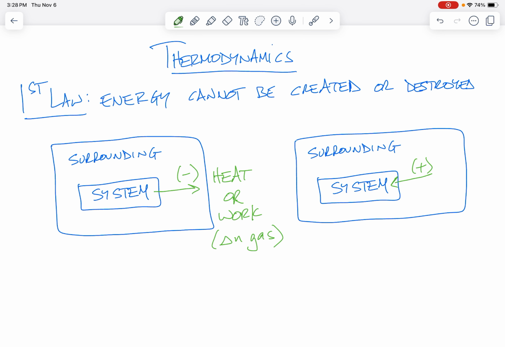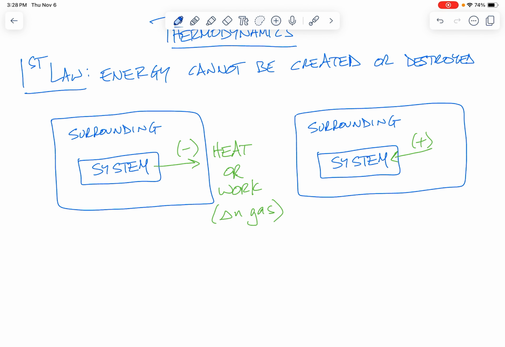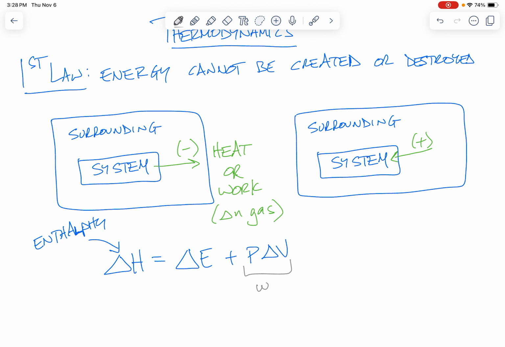All right. One of the formulas that your book gives you has to do with the enthalpy of a reaction, whose symbol is delta H. So delta H is the enthalpy, which is a fancy way of saying the heat involved in a chemical reaction. And the enthalpy is equal to the internal energy plus P delta V. Now this P delta V is an interesting term. This is our work term.